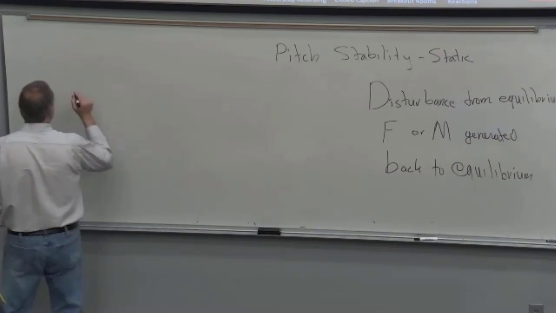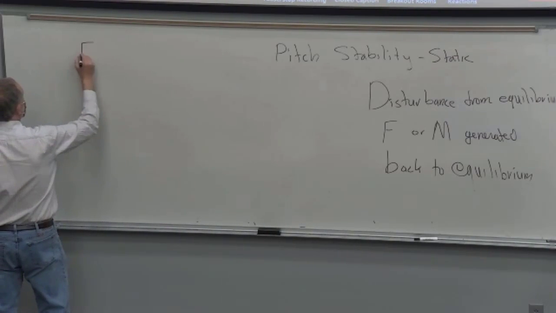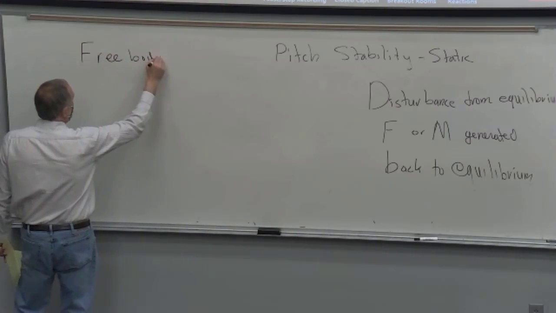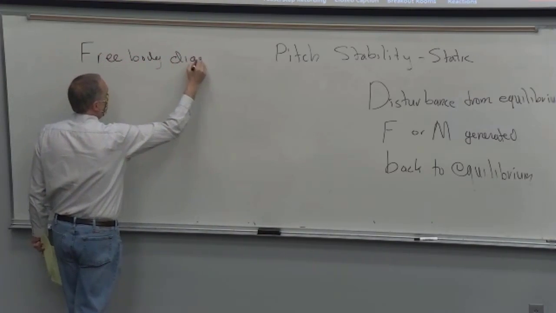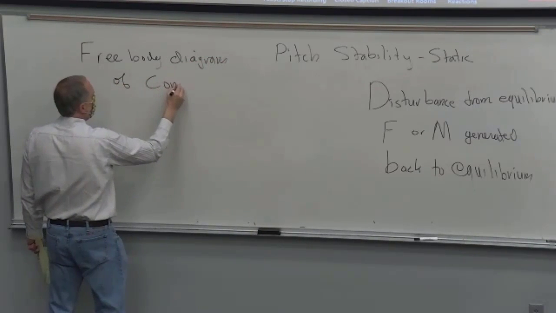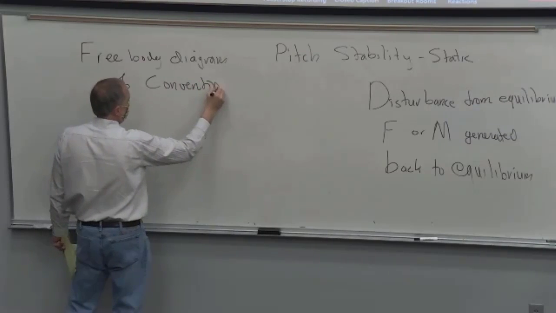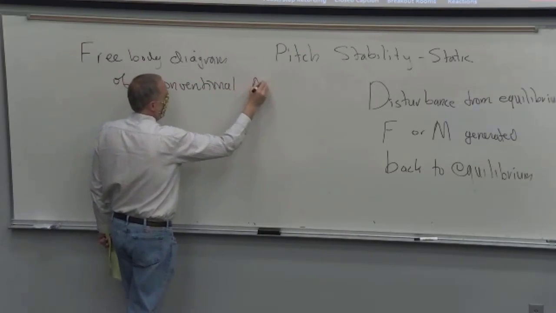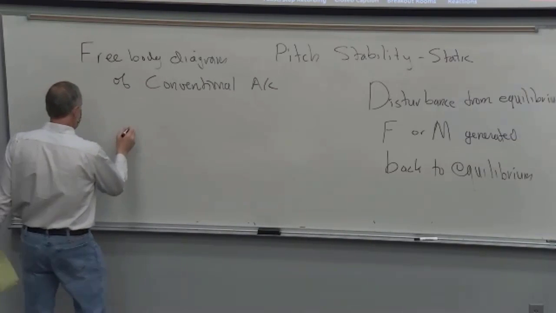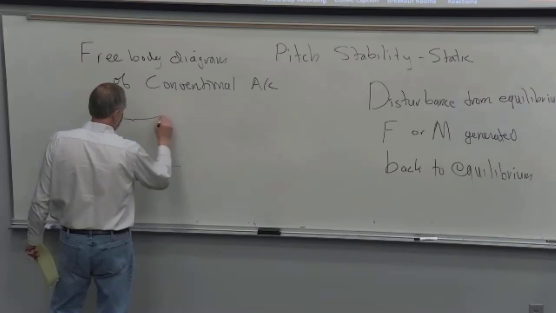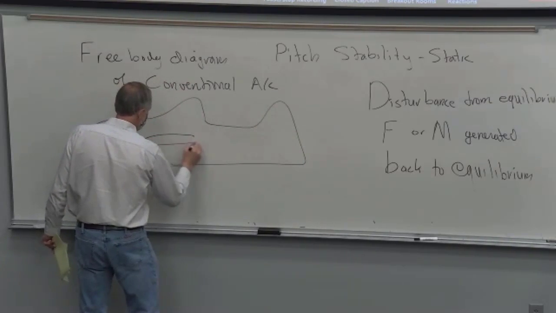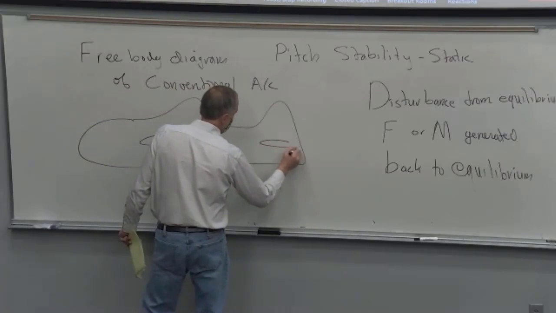So let's draw a picture of this, a force free body diagram of a conventional airplane, the normal airplane. So here's our airplane: cockpit, vertical tail. Here's our wing. Here's our horizontal tail.